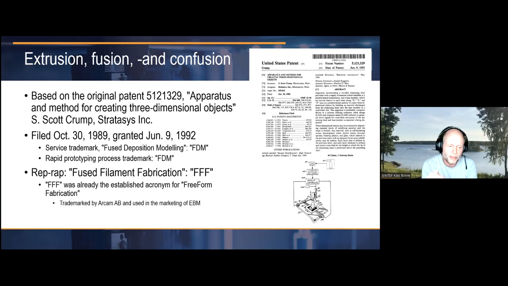The problem was that by that time, FFF was already established as an acronym for freeform fabrication and used in some parts of the industry as a general term for the whole area of additive manufacturing. And there was yet another company, with a very different technology, that had already trademarked FFF as a general term for their technology. So that's another case of mess and confusion.